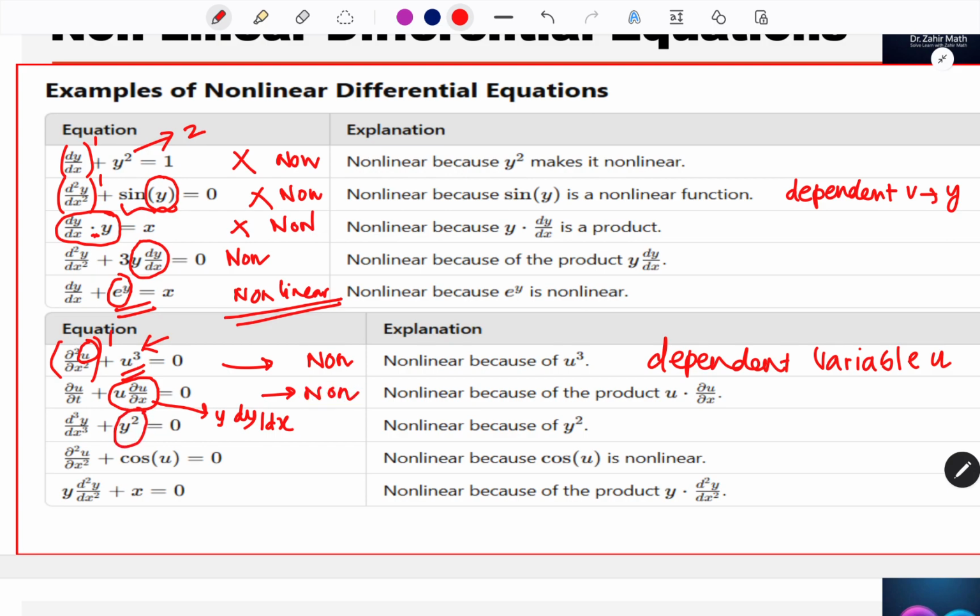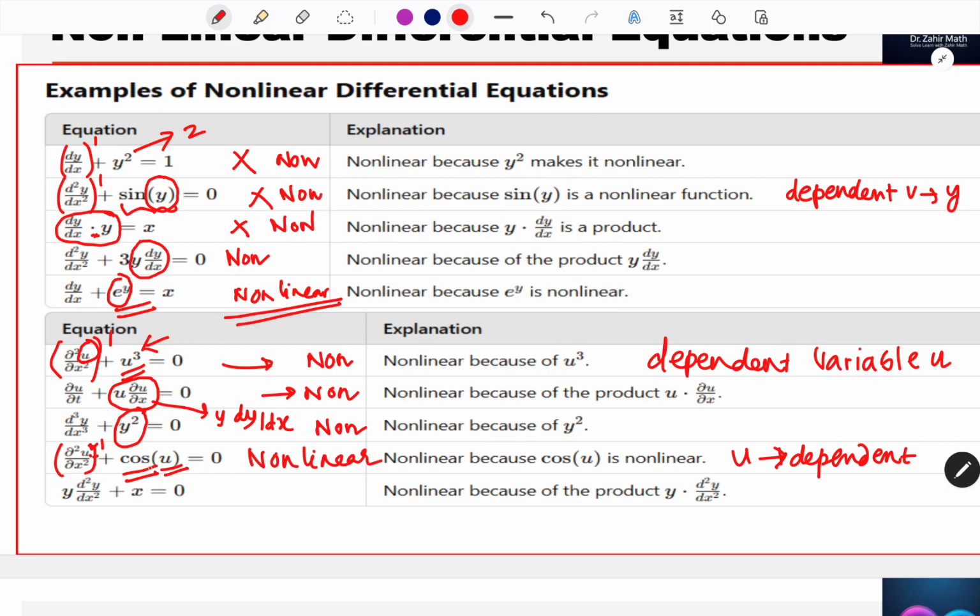And look at here again, it is y square. So it is a non-linear differential equation. And this is power 1, so here no problem. But cosine is coming. Cosine is coming with u. U is a dependent variable. When u becomes a dependent variable, what happens? Cosine u becomes non-linear.